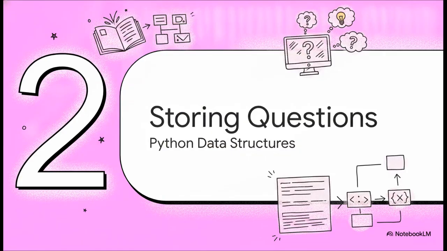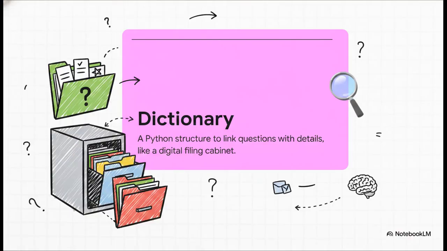Moving right along to Section 2, storing questions and answers. For our core data architecture, the application uses a Python dictionary. It's essentially our highly organized digital filing cabinet. When you have to decide how to store linked data, like a question prompt, its multiple choice options, and the correct answer, a dictionary is absolutely the optimal choice.